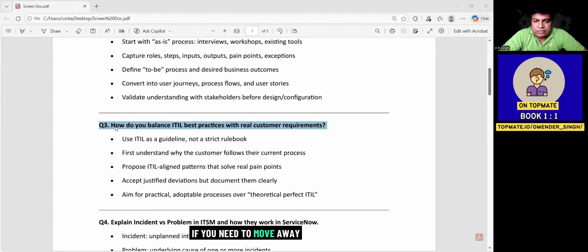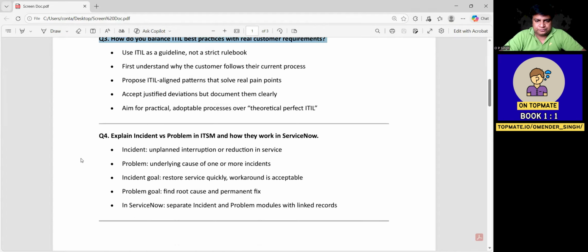If you need to move away from ITIL in some places, it is fine. You do it consciously and you have to document the reason why you are doing so. After all this, finally your goal should be to design a process that people actually follow. This is the main motto: people follow, business runs. Not just a process which is related to theory, on paper, and nobody is following it. In this way, you will be able to better correlate with the customers and give them more ITIL-specific things. Let's move to the next question.